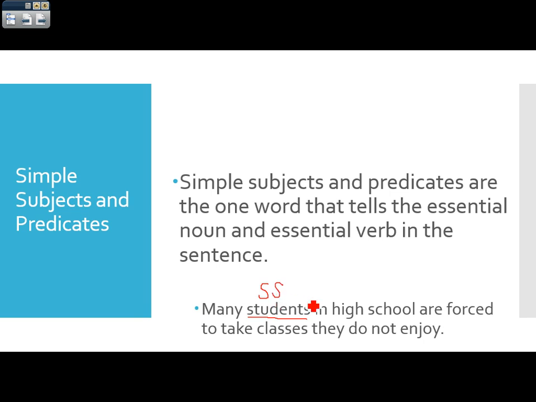Okay, so that's your simple subject. What is the main verb in this sentence? What are the students doing? They are forced. So forced is your simple predicate in this sentence. Okay, so that's the one word that tells us who or what is doing something in this sentence, and then the one word that's telling us what the subject is doing. So that's your simple subject and your simple predicate.